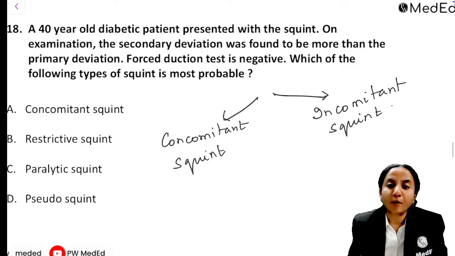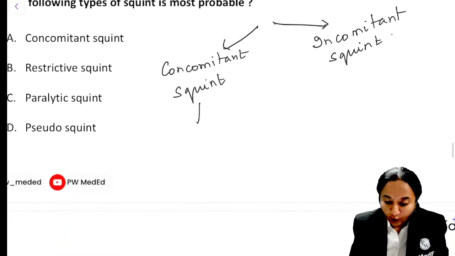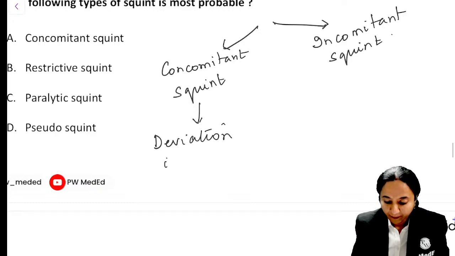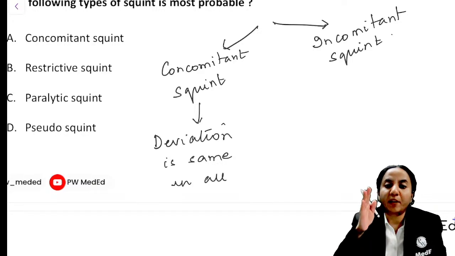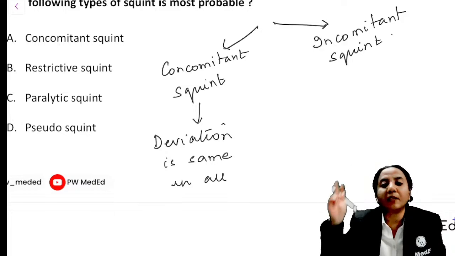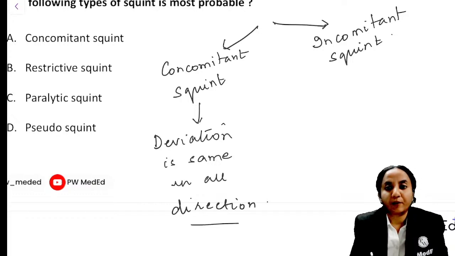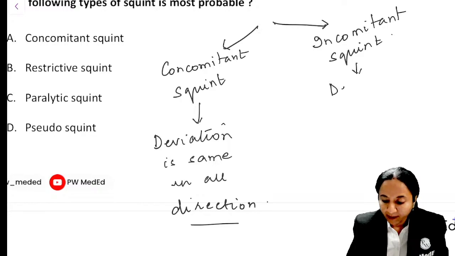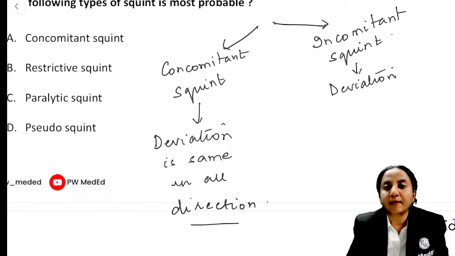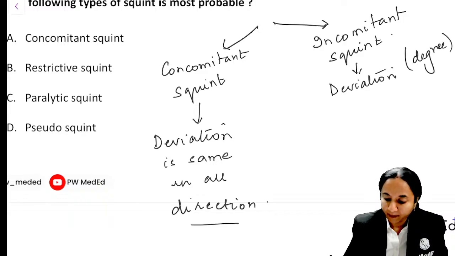Okay, now what do concomitant and incomitant mean? Concomitant means that the deviation is the same in all directions. That is, if there is a 30 degree deviation in primary position, wherever the patient looks, the deviation will remain 30 degrees. Right? This is concomitant squint. And incomitant squint means that the deviation is not the same in all directions. So the degree of deviation is variable.